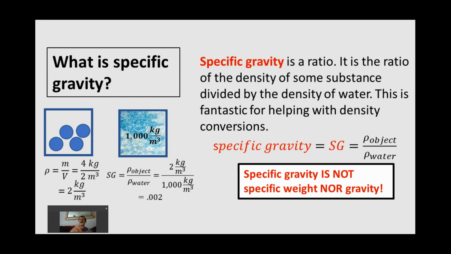So it's usually defined like this. We use a capital S and G. That's not some fancy Greek letter. It's just an S and a G, specific gravity. And it's equal to the density of the object over the density of water.